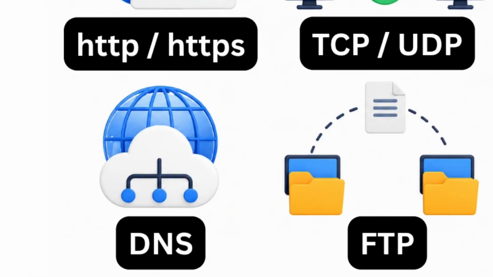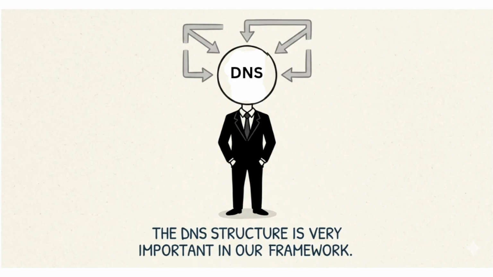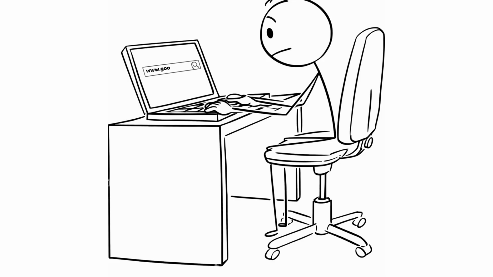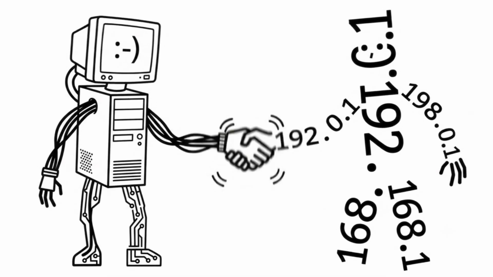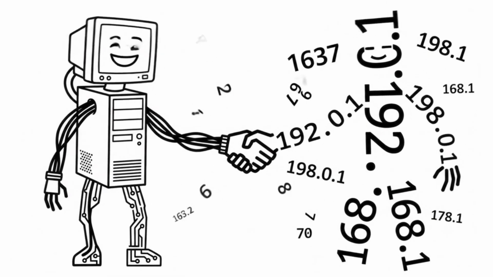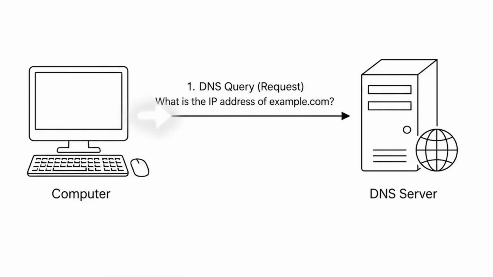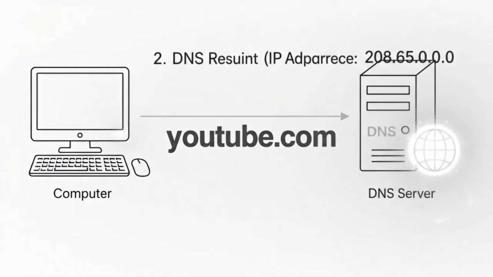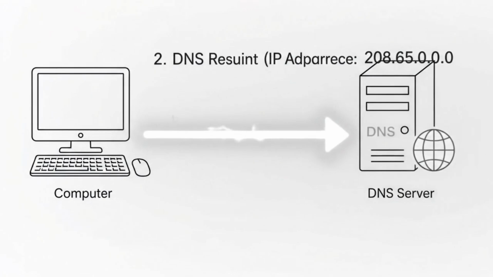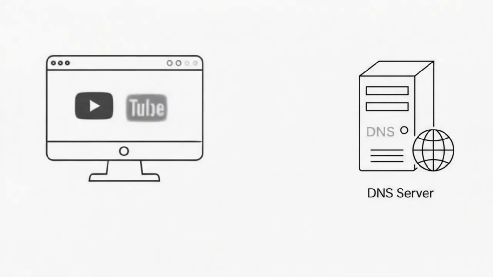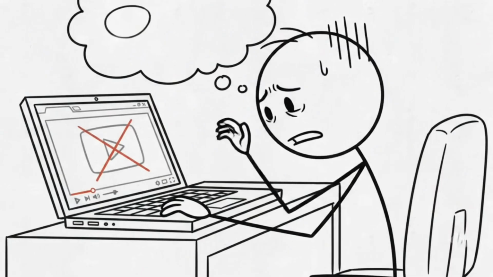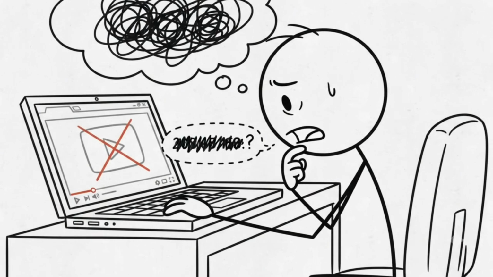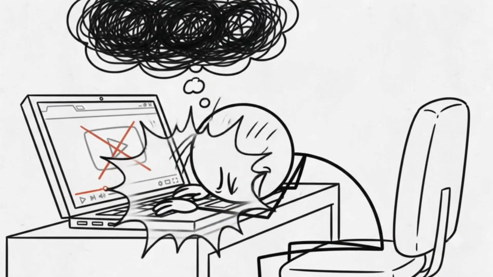4. DNS. DNS is a very important system on the internet. Because humans deal with names like Google.com, but computers only understand IP addresses. When you type a website address, the browser sends a request to the DNS server. This server searches a huge database and returns the IP address of the website. Without DNS, you would have to memorize the IP addresses of every website.